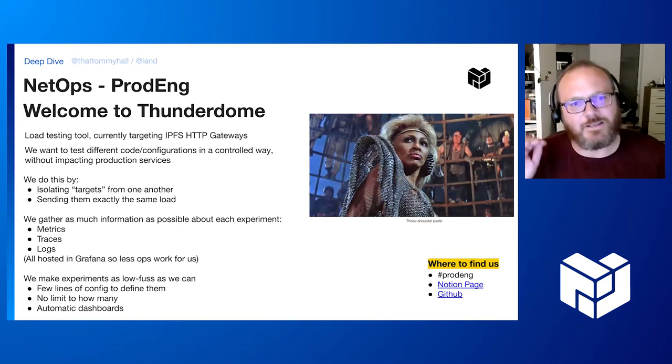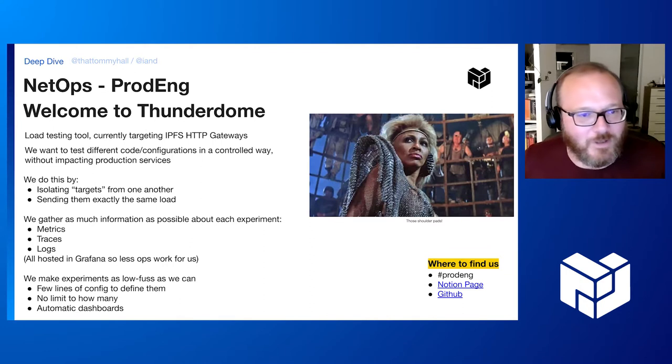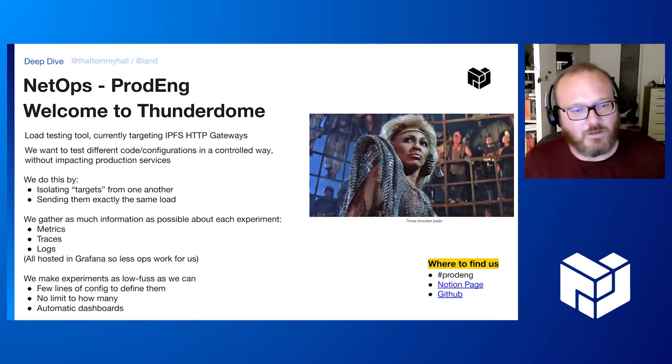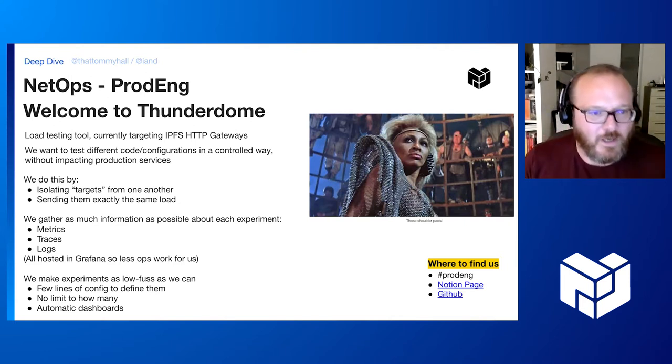So we're currently targeting the IPFS gateway use case. We do this by spinning up so-called targets and firing traffic at them, and making sure it's exactly the same traffic. We gather as much information as we can when we do that. So we get metrics via Prometheus, and the newly enabled tracing in Kubo, we scrape all that up if it's there. We grab logs and we're pushing everything to hosted infra so we don't have to do any work to keep up with the number of experiments. I've said no limit to how many experiments we have. A couple of lines of config to define them.